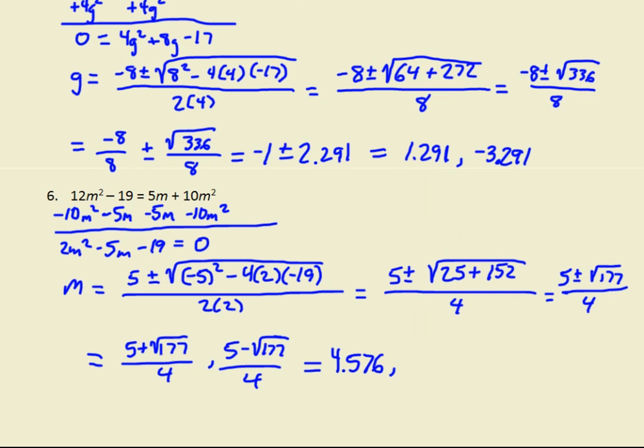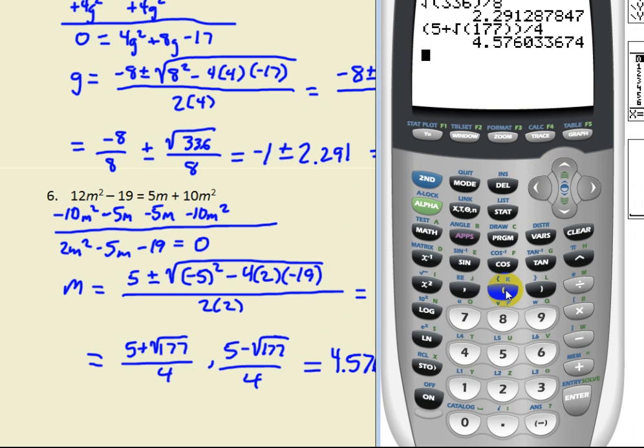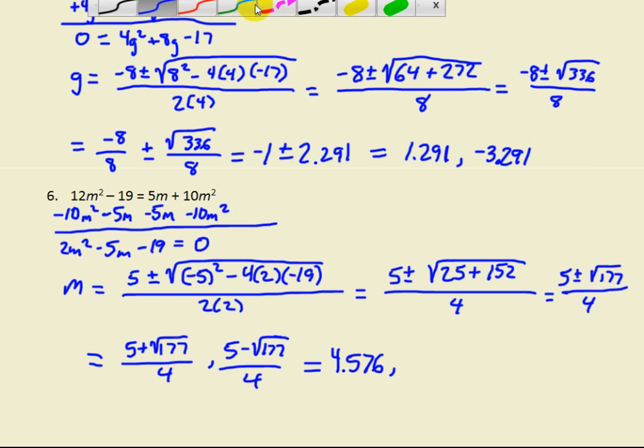Or in our second case, when we have 5 minus, we have 5 minus the square root of 177, close parentheses, close again, divide by 4, and we get negative 2.076.